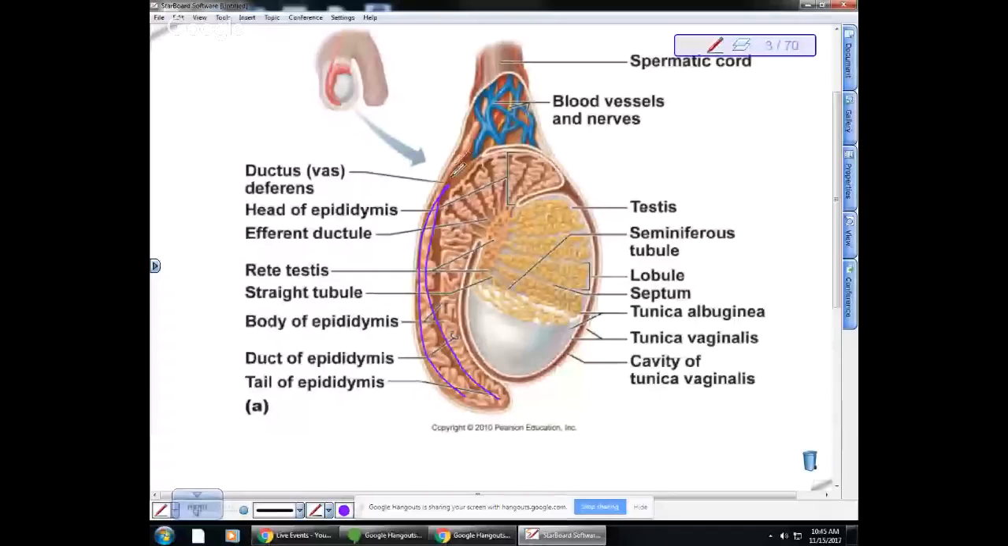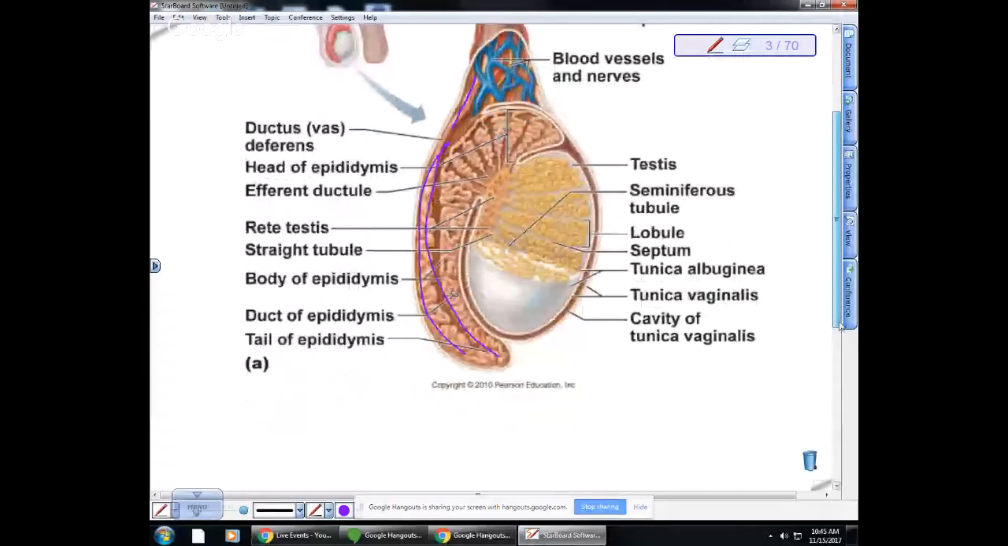So if we look at these structures, this is my epididymis right here. The epididymis kind of surrounds the testes. And then this little tubule right here is the ductus deferens, or the vas deferens. In most pictures of the male reproductive tract, they get rid of all the other stuff in the spermatic cord and show this little ductus deferens coming up.